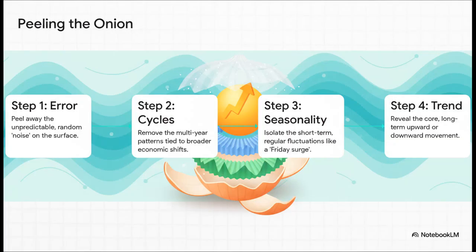So, once we've confirmed we have that steady heartbeat, we need to figure out what the data's made of. And the best way to think about this is like peeling an onion. This process is called decomposition. We start by stripping away the outer layer, which is just random error or noise. Then, we peel away any long-term, multi-year economic cycles. Under that, we find the next layer, seasonality. Think of your sales spiking every Friday. That's seasonality. And only when you've peeled away all those other layers do you finally get to the center, the core, the trend. That's the real underlying direction your data is headed.